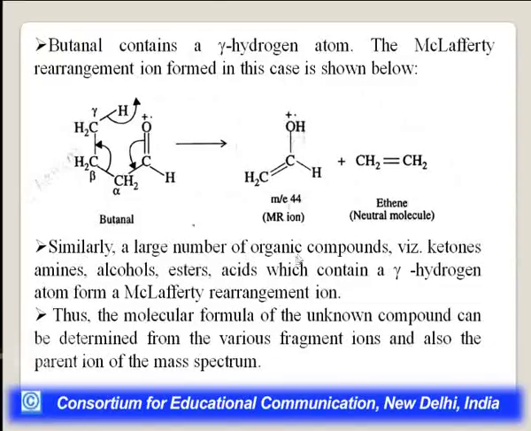Similarly, a large number of organic compounds, for example ketones, amines, alcohols, esters, acids which contain a gamma hydrogen will undergo a McLafferty rearrangement and will produce a McLafferty ion, and that will immediately give an idea of what kind of fragment ion is present in the organic molecule. Thus, the molecular formula of a known compound can be determined from the various fragment ions and also the parent ion in the mass spectrum of the molecule.